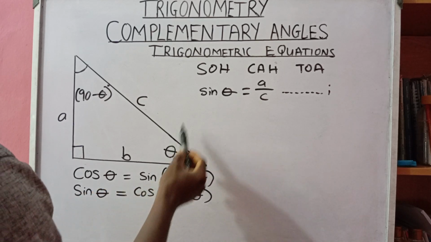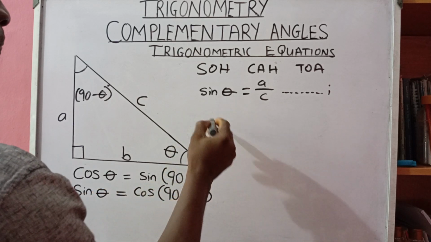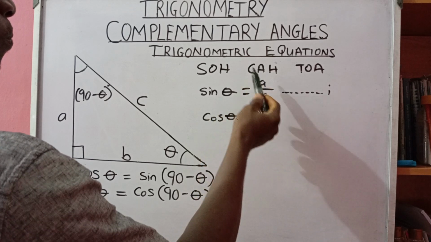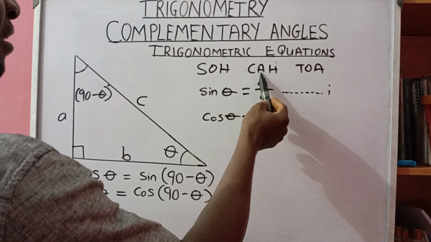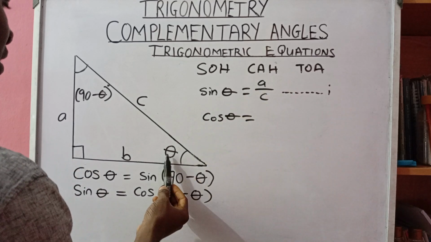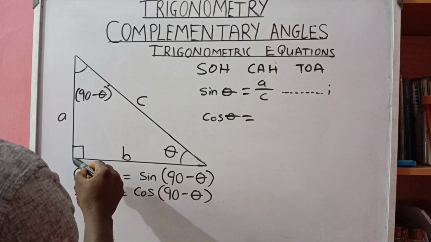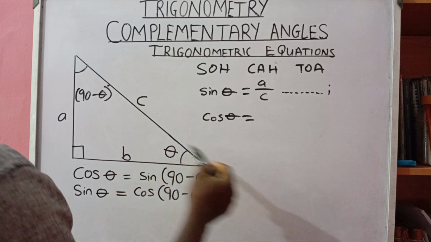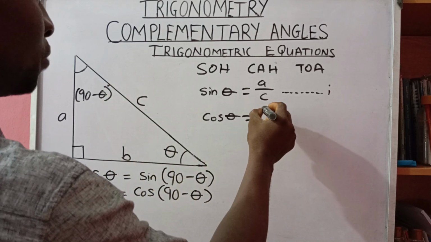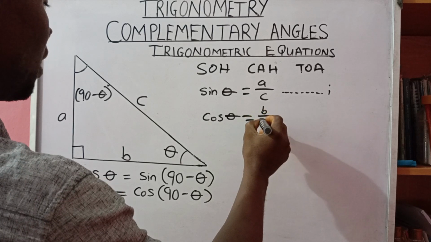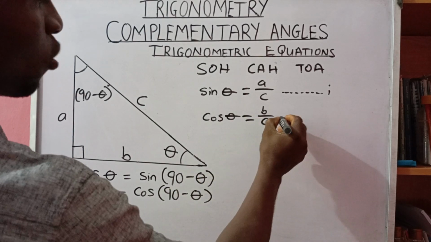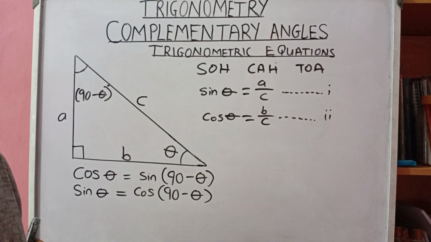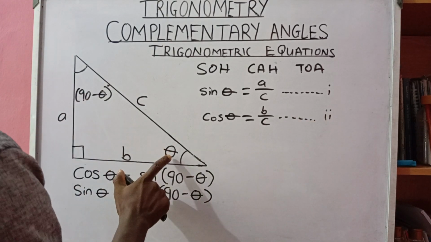So let's get the cos of this as well. Cos theta. What is cos talking about? Cos says adjacent over hypotenuse. What is the adjacent of theta here? The adjacent of theta here is B. Adjacent over hypotenuse means B over C. Let me call it my equation number 2.